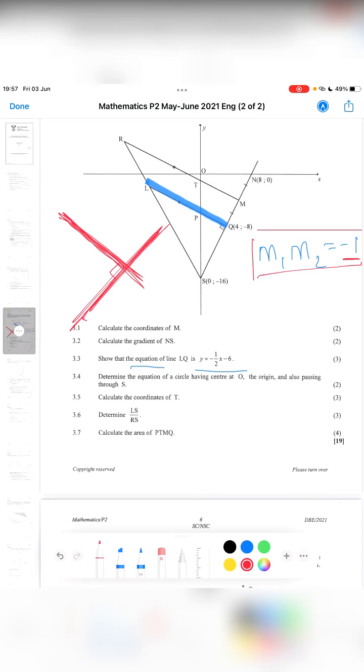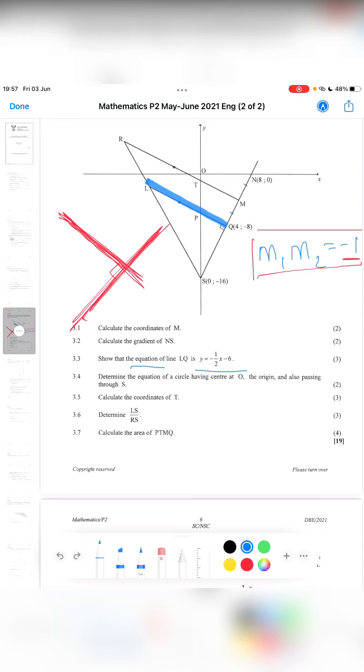Do we know the gradient of that line? Because that's what we should ask ourselves. Do we know a gradient of that line, guys? Do we know it? Yes, sir. What is it? 2. But wait. Isn't 2 the gradient of NS? Oh, yes, there is NS. So it means we have the gradient of, but wait, whoever said yes, why are you saying 2?